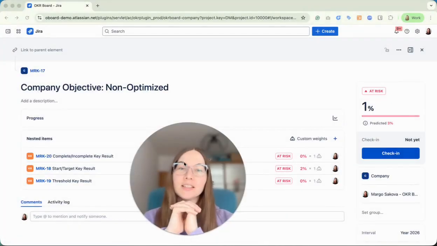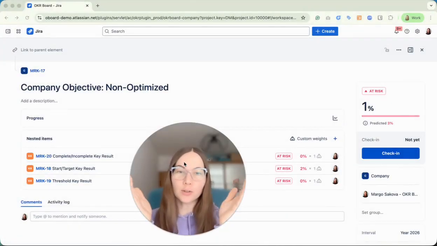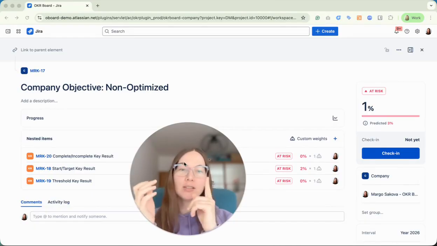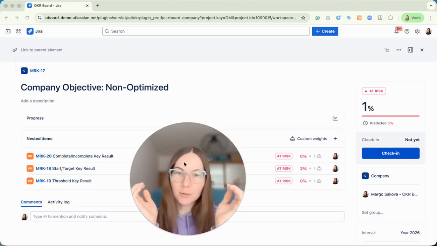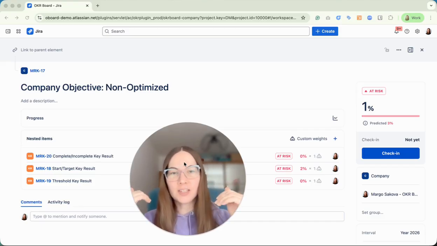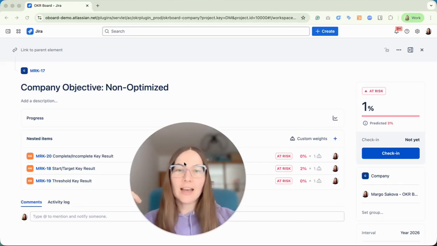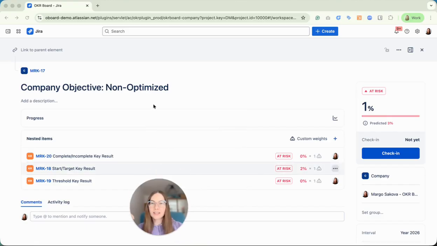Hi, it's almost the end of the first quarter, and if all of your OKRs are screaming red and you start questioning yourself, your team, your planning abilities, take a pause, take a deep breath, and let's first check if you've set up the tracking correctly. I will be using Oboard as an example and a non-optimized company objective.